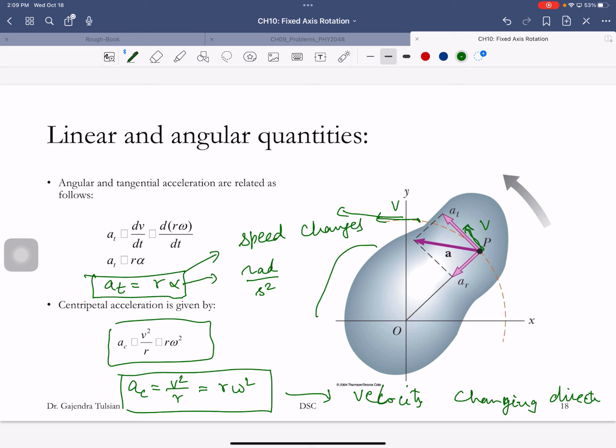So centripetal acceleration and radial acceleration are the same thing? Yeah, they are. Some people like to call it radial because it's pointing in the radial direction. Centripetal is more specific because it's pointing towards the center. Radial could be pointing outward as well. So I like the term centripetal more.